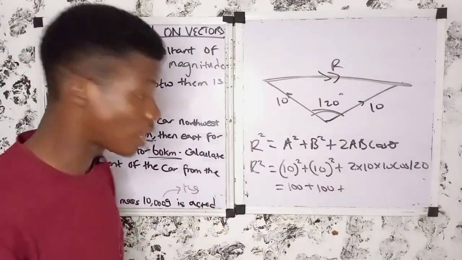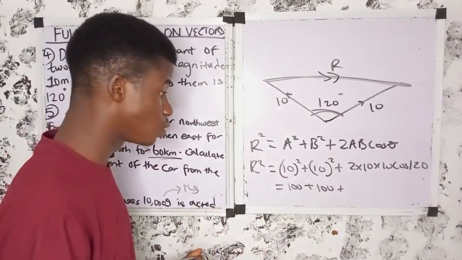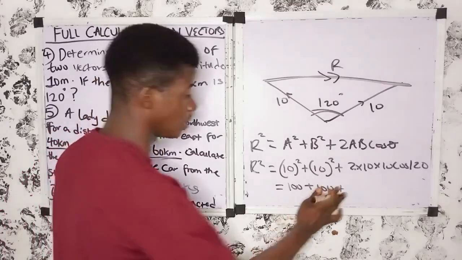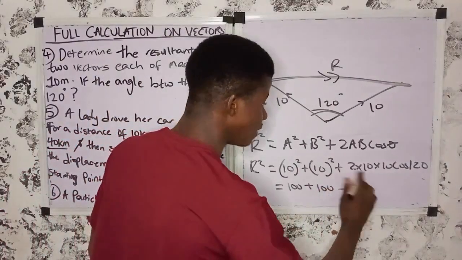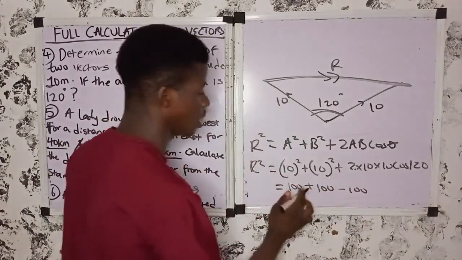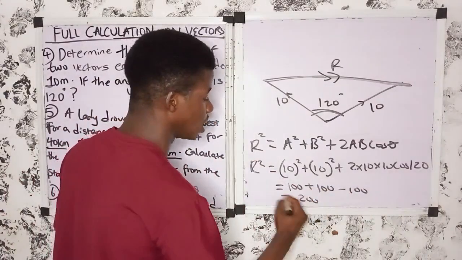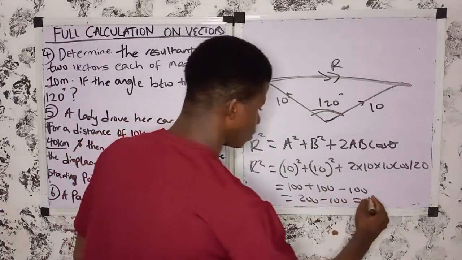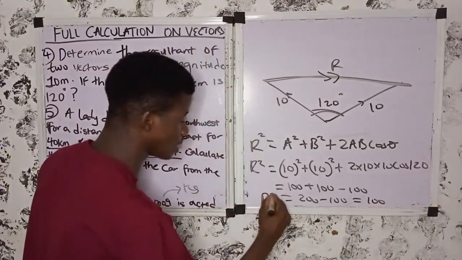If we do 200 cos 120, we get what? We get minus 100. So everything here will be minus, everything here is minus 100. Okay, 100 plus 100 gives us 200. Then minus this 100 gives us 100, right? So R square is equal to 100.